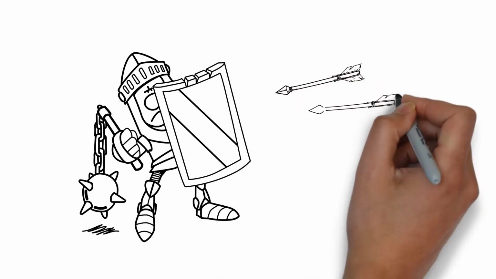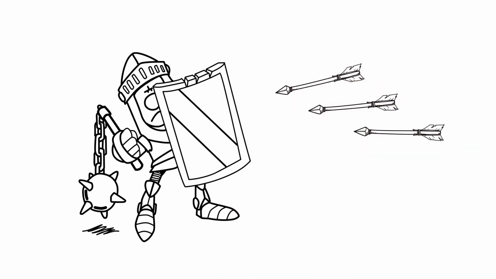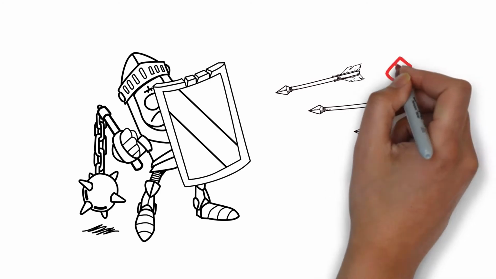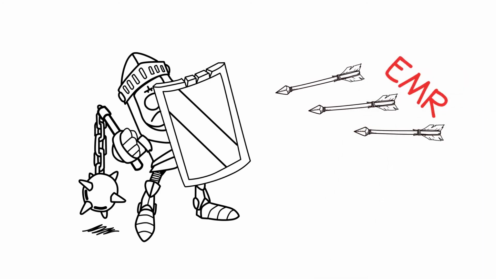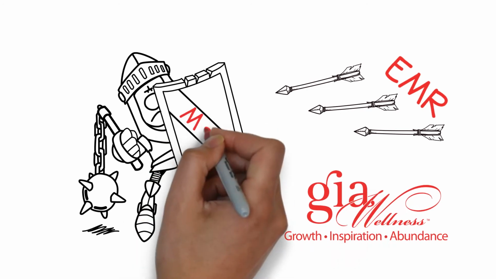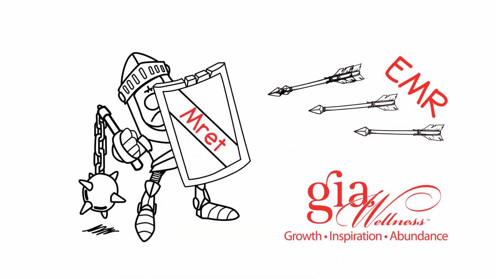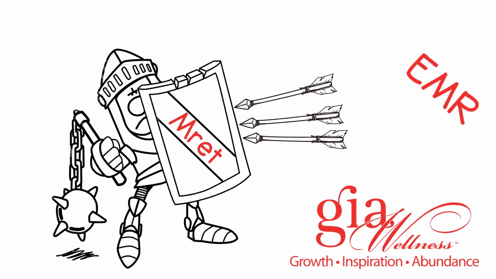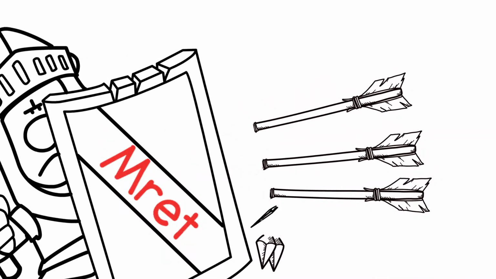arrows of an attacker. Think of those arrows as EMR, or electromagnetic radiation. They represent the incoming threat. GIA's patented technology, MRET, has the ability to intercept that EMF arrow and essentially break off the sharp, dangerous tip, rendering it a relatively harmless stick.